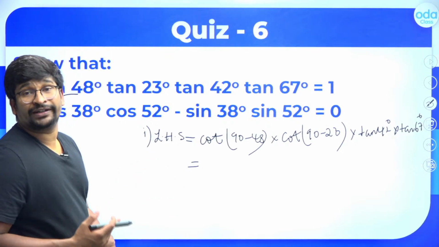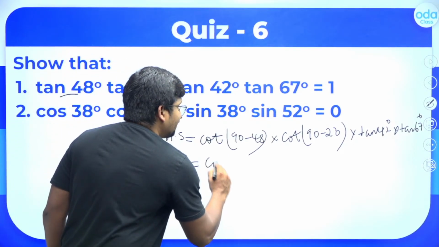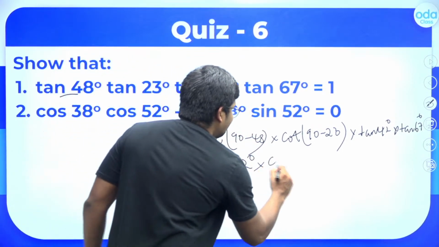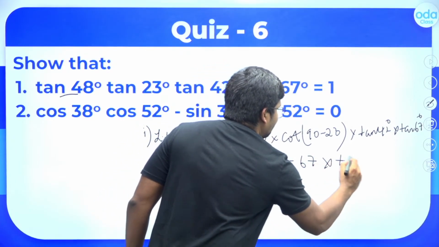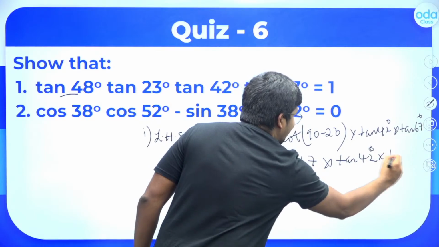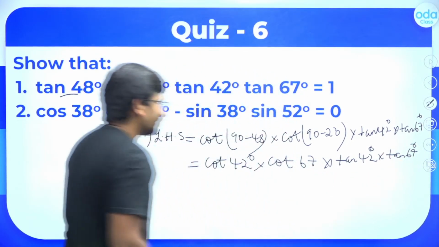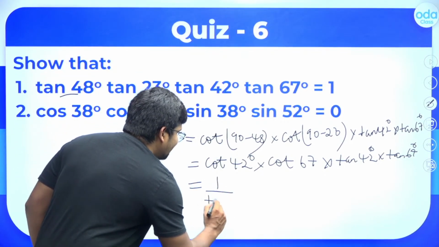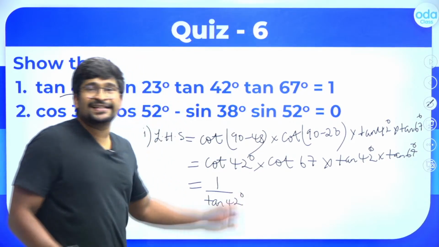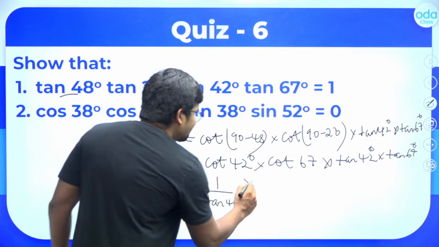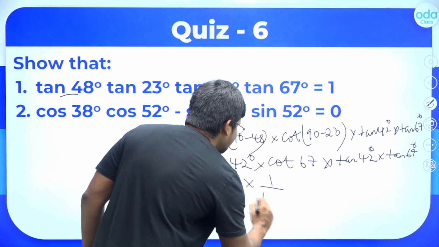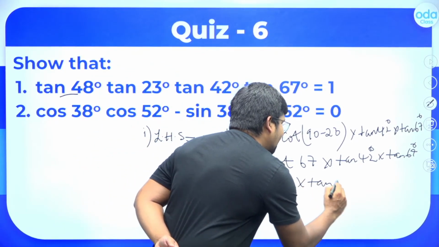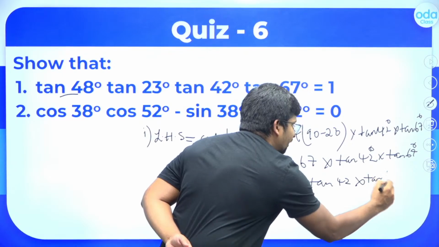cot 90 minus 48. What is cot 90 minus 48? Isn't it cot 42? Into what is cot of 90 minus 23? Isn't it cot 67? Into tan 42 degree into tan 67 degree. Correct? Correct or not? Now again, this cot 42, can I write it as 1 by tan 42? Because cot theta is 1 divided by tan theta. Into cot 67, can I write it as 1 by tan 67? Can I write it like this? Into tan 42, let it remain there. And tan 67 also let it remain there.